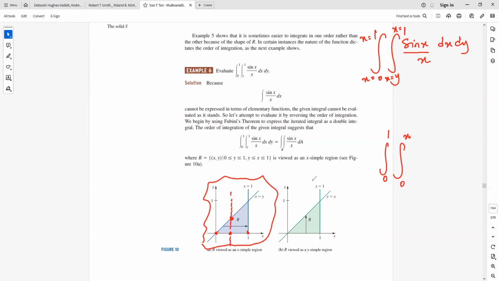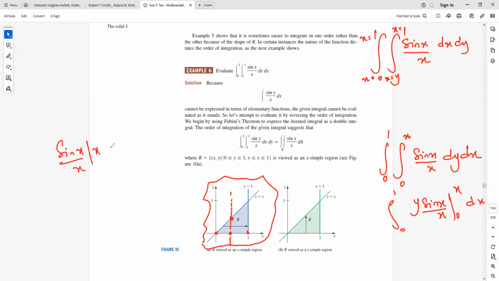So in this manner we can solve this integral, sine x over x dy dx, and now we can simply solve it by applying the integral limit from 0 to x, dx, 0 to 1. Now if we apply the limit for y, we will get sine x over x multiplied by x minus 0, dx from 0 to 1. So this x and x cancel. Now sine x dx is easily integrable from 0 to 1.